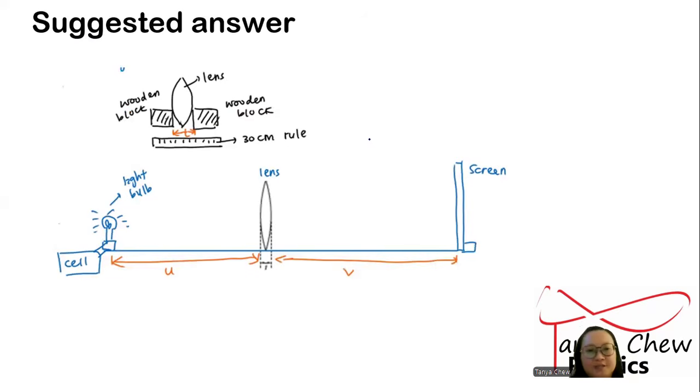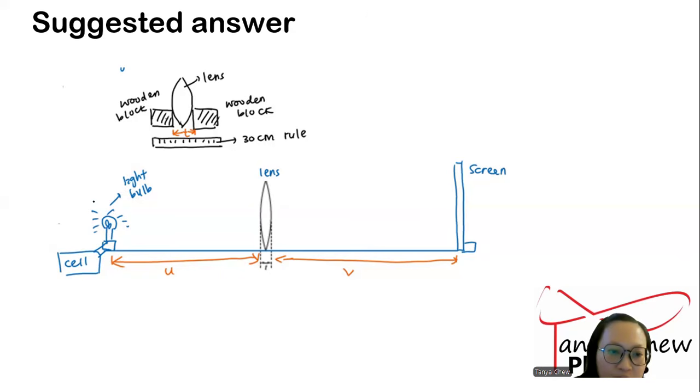Now, my suggested answer. I have different convex lenses, but of course, I need to measure the thickness of the lens first. This is a lens. I put two wooden blocks here and I place a 30 cm rule, because in the lab we have 30 cm rules, 50 cm rules, and 100 cm rules, to measure the thickness of the lens. So these are the apparatus set out here. I need a light bulb for illumination, but the light bulb needs a power supply or a cell, just connect to the cell. The lens is in front of the light bulb and the screen can be adjusted.